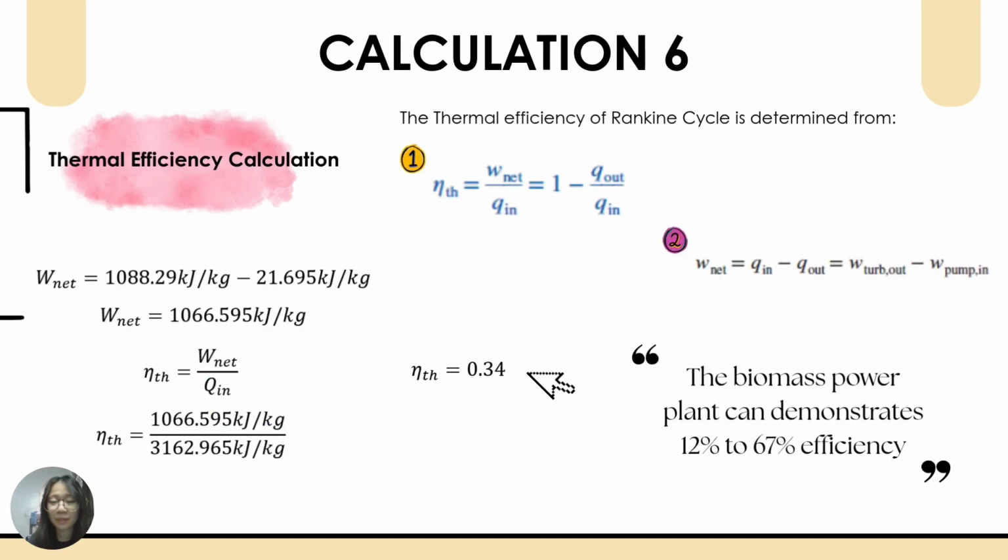3162.965. And the most important thing is we're using the formula of thermal efficiency of the Rankine cycle. And we successfully determined that our biomass power plant has thermal efficiency of about 0.34. And according to our references, the biomass plant can drive between 12 to 67% of efficiency, and our calculation has met this limitation.